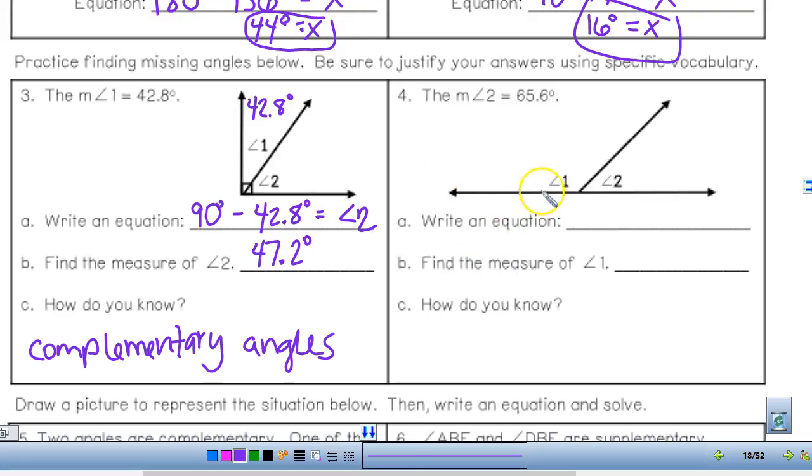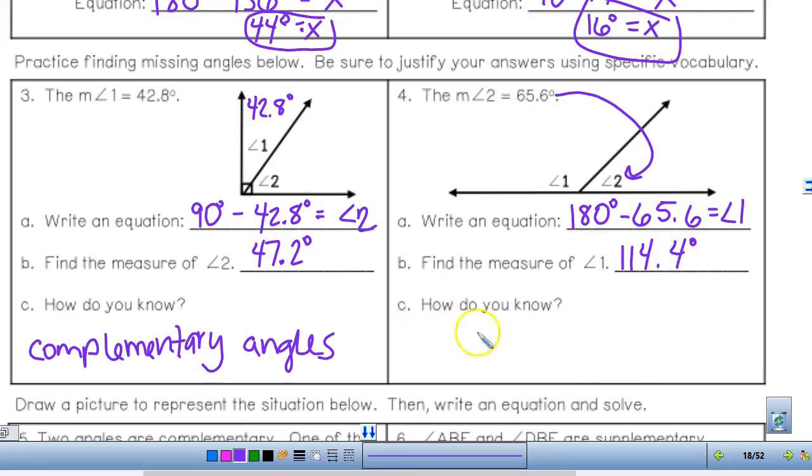Number 4, when I take a look at this, I'm seeing a straight line. So with a straight line, it's got to be 180 degrees. I know that angle 2 right here is 65 and 6/10. So I'm going to subtract my 65 and 6/10, and that will tell me how much is left over for angle 1. So I'm at 180 minus 65 and 6/10, and I have 114 and 4/10 degrees left over for angle 1.